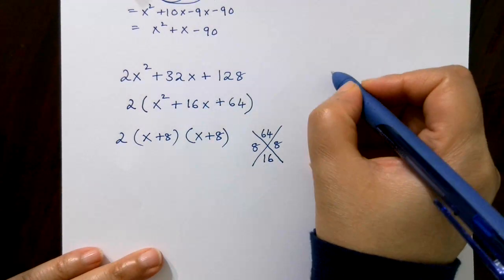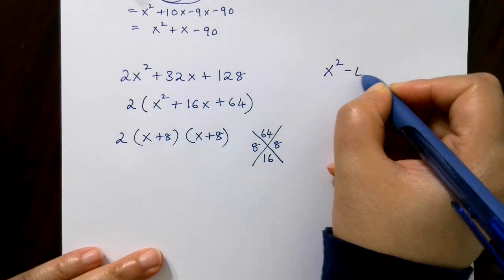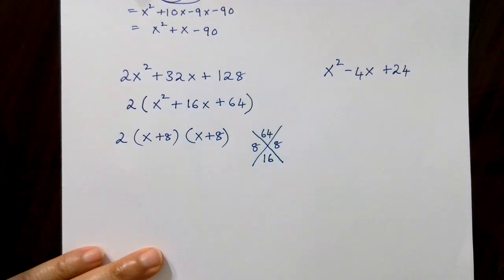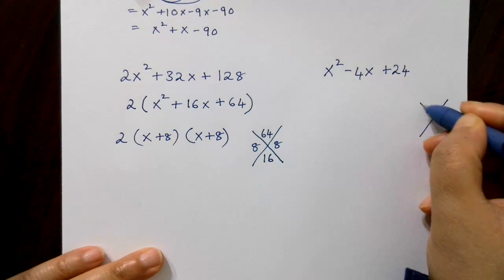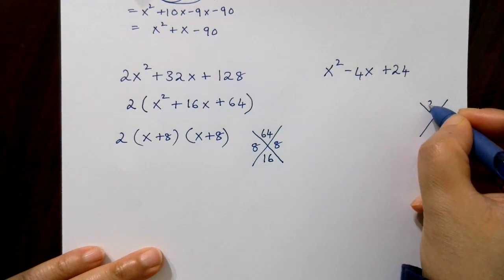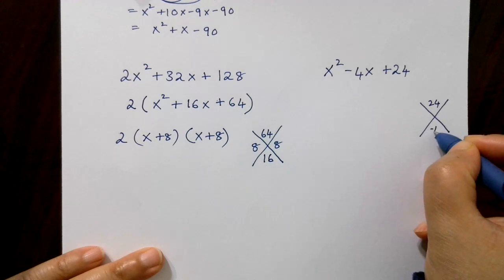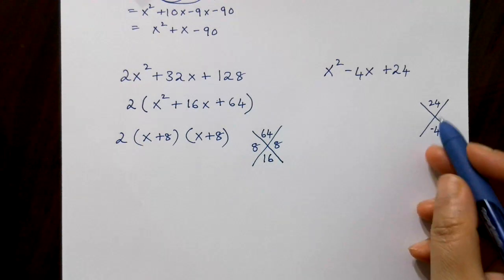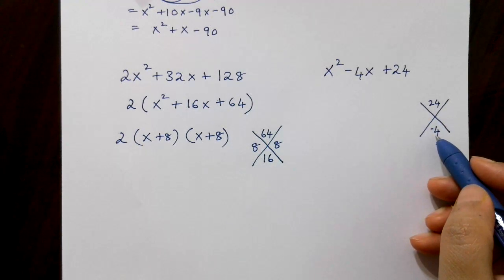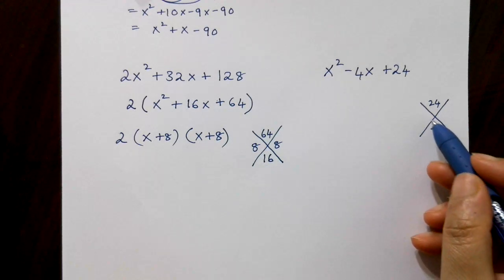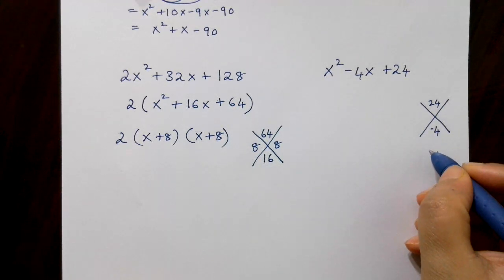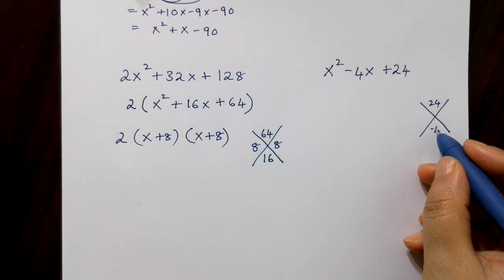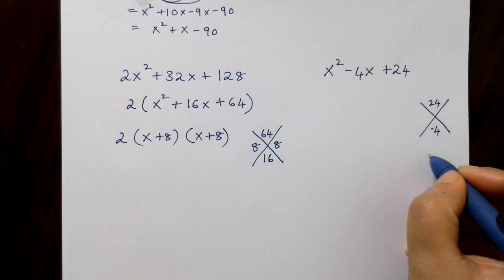Now let's do one more problem. x squared plus 4x plus 24. Okay, let's draw our x. We need factors of 24 that give us negative 4 when we add or subtract. Now, do we have any factors of 24 that give us a negative 4 when we add? Okay, I can't think of any set of numbers that gives us a negative 4 when we add for the factors of 24. Let's try.